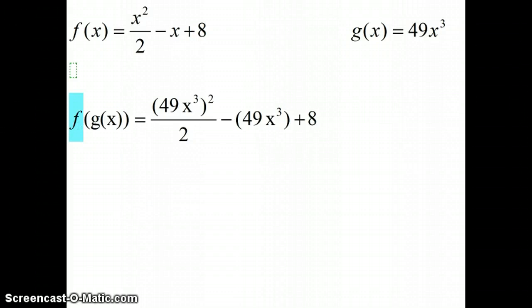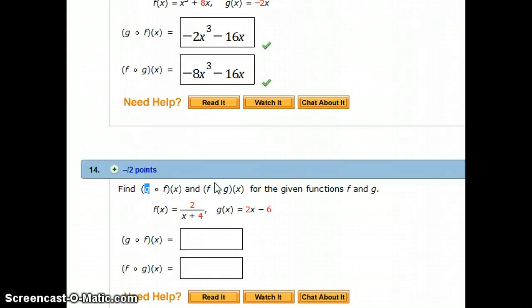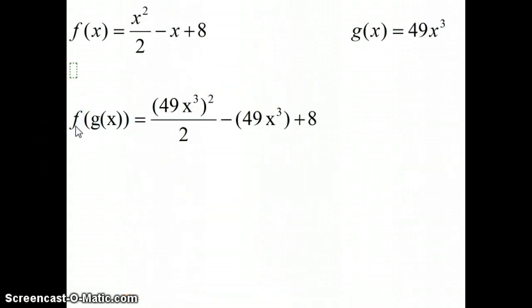If I wanted f of g of x using the composition notation, this is the one we're looking at. You can just think of it as f of g of x, if that helps. So that's what we're doing here. We're finding f composed with g of x. Now notice that g of x is that one right there.